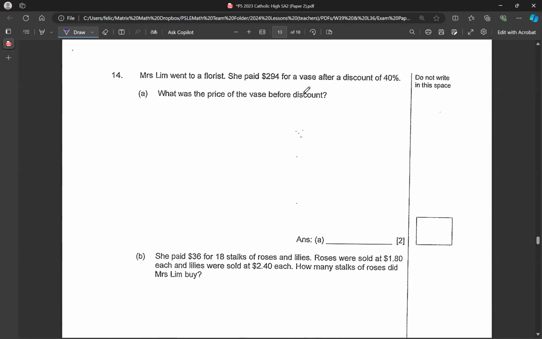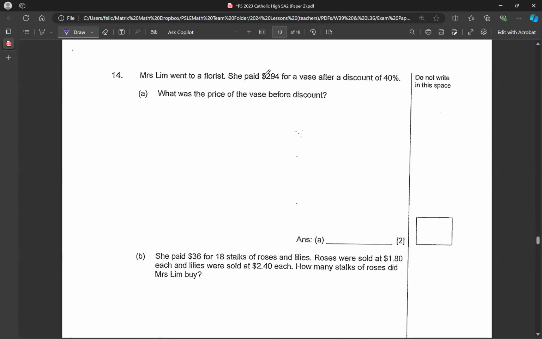Okay, now be very careful. This price is the final price she paid after the discount. So you should not be taking 40% times 294. You shouldn't take your discount percent times the after price. If anything, you want to times the before price, the usual price, okay? So you cannot use the multiplication way. So you have to use the units way.